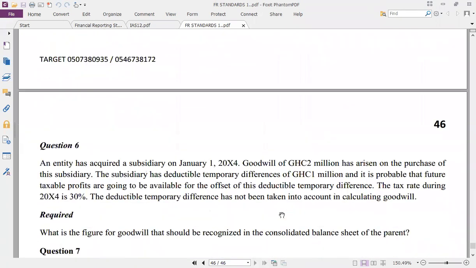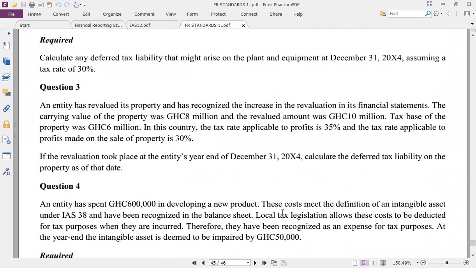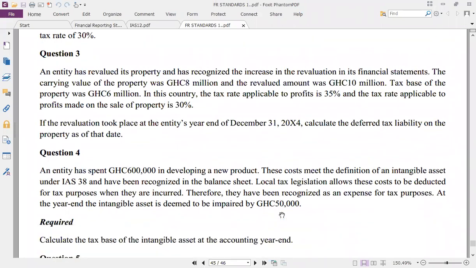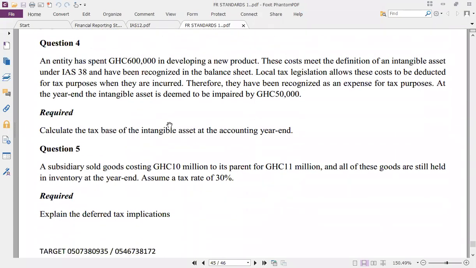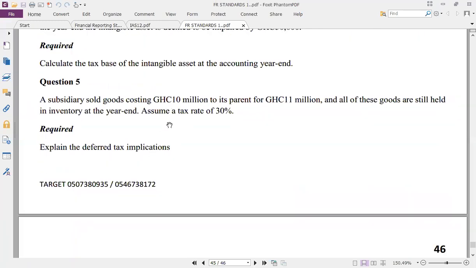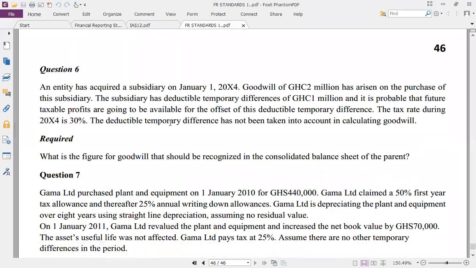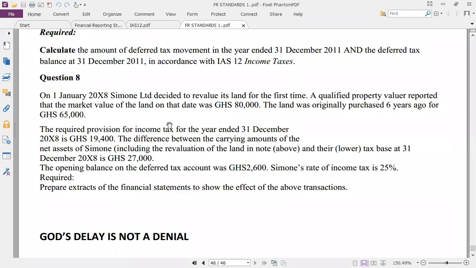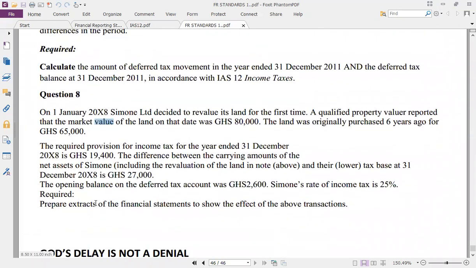Okay, so we'll continue again with the question solving. But you have to finish all of them. Question 3 is revaluation. And then question 5, no, it's on subsidiary. We'll look at it. The last question, when we are done with the revaluation, will be your tryout. So take note of the last question over here.